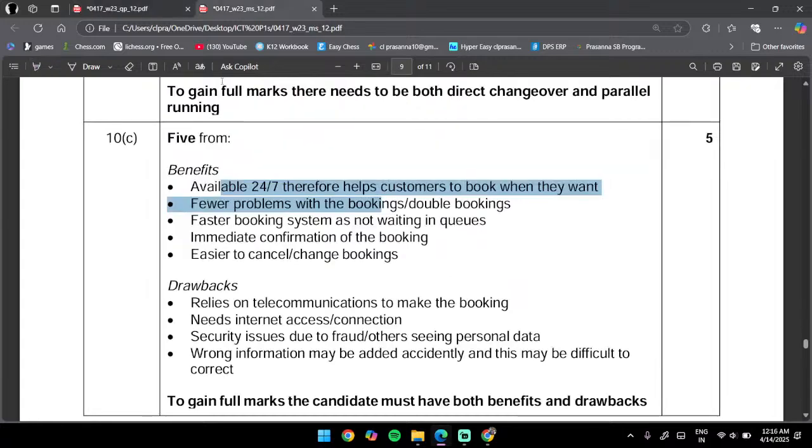Right. So fewer problems, booking faster, immediate, easier to cancel or change booking, 24/7. So I talked about the benefits. I forgot that the drawbacks are also there. It relies on telecommunication to make a booking, needs internet access, security issues such as fraud or others seeing personal data. Wrong information could be added accidentally and this may be difficult to correct.